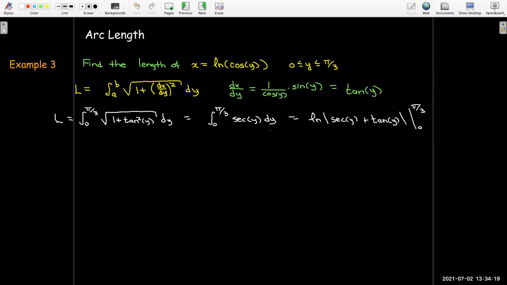And the antiderivative of secant of y is natural log absolute value secant y plus tangent y. Just evaluate that between 0 and pi over 3. And I get my final value there. So one of the key takeaways is that the arc length integral can be written as either a dx or a dy integral. And we'll see later in the course that there's even more ways we can write this arc length integral.